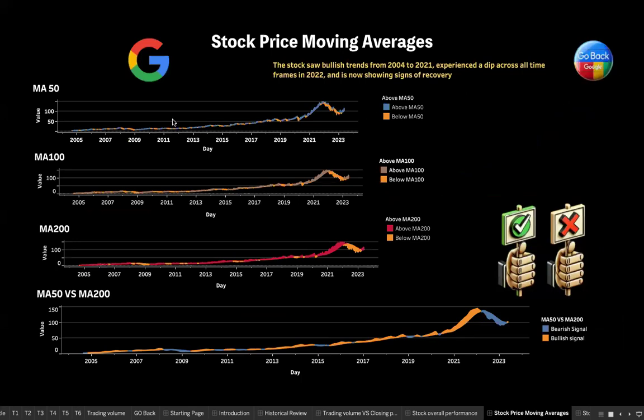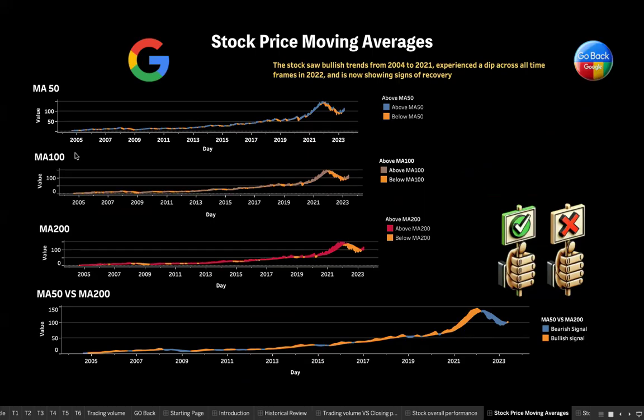Next, I will analyze Google's stock price performance using moving averages as a key tool to identify trends and signals. We will examine how the 50 days and 200 days moving averages interact with the stock price and explore why these indicators are important to traders.